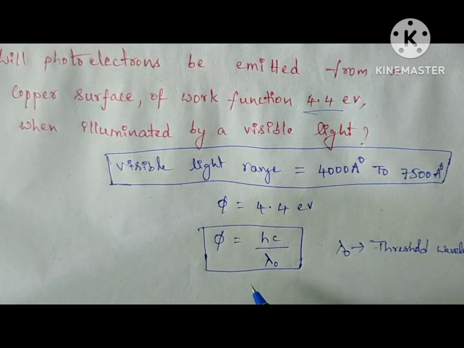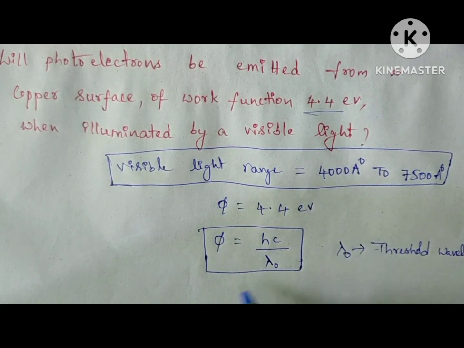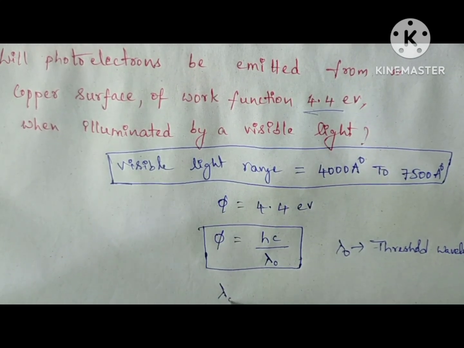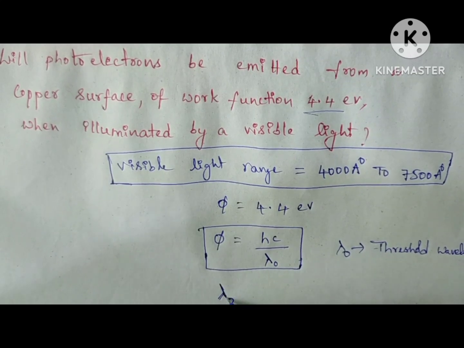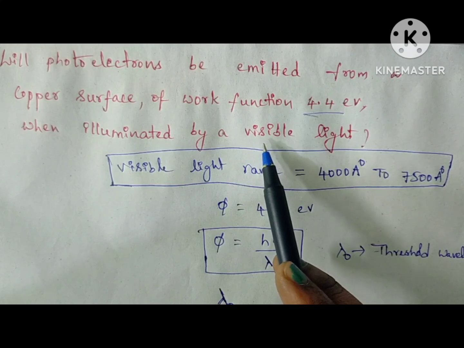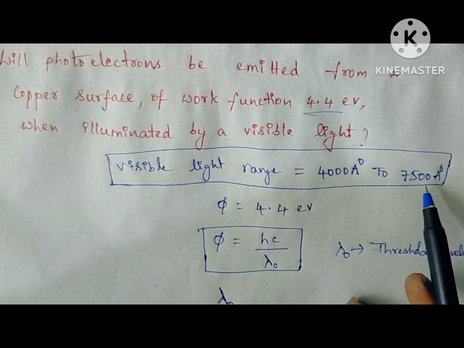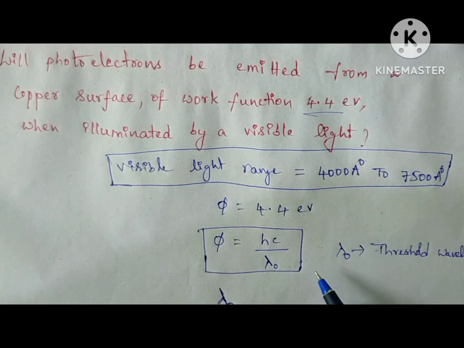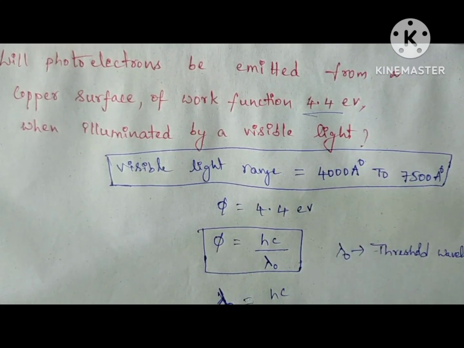Whenever we substitute these values into this equation, before that we are calculating the lambda naught value, that is the threshold wavelength. So here we need to calculate the range. The visible light range is between 4000 angstrom to 7500 angstrom. So we need to check whether this lambda naught value is in between this range or not. So lambda naught is equal to hc by phi.